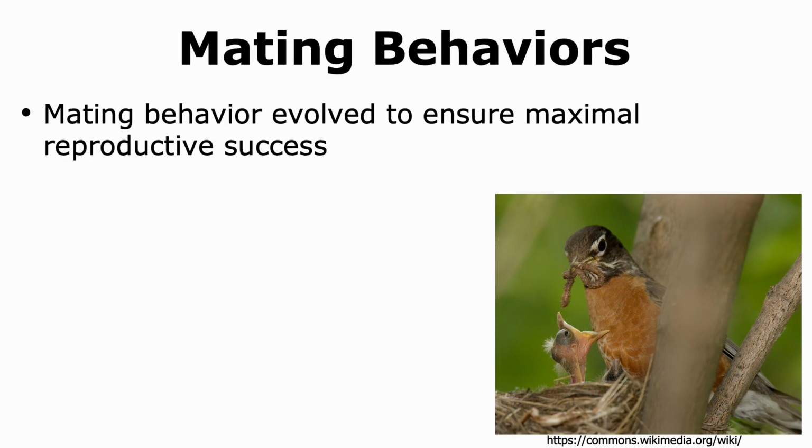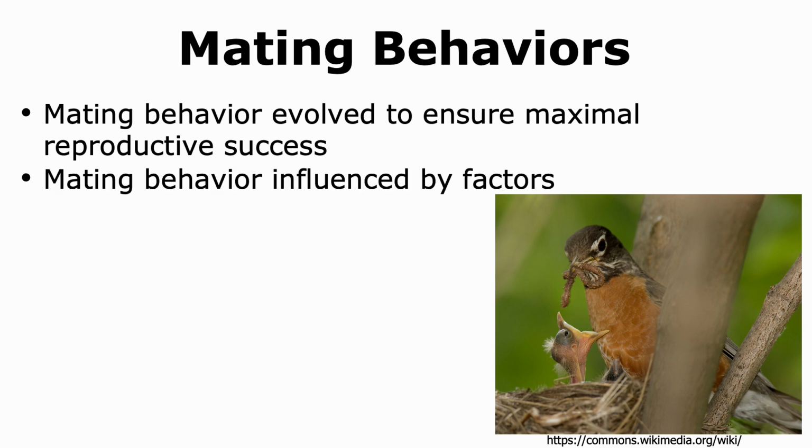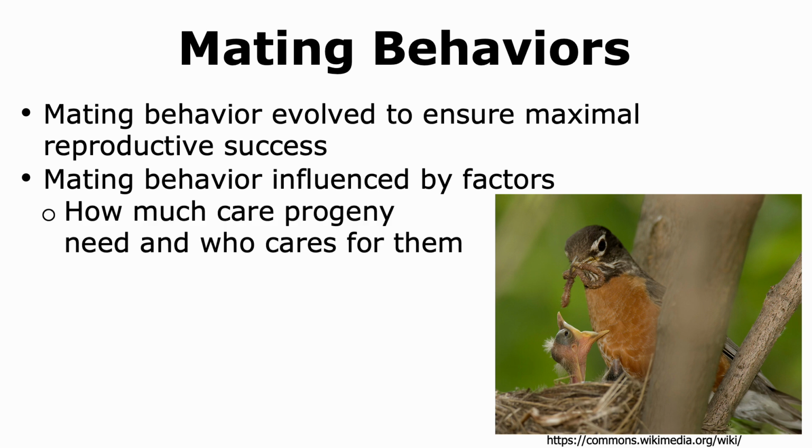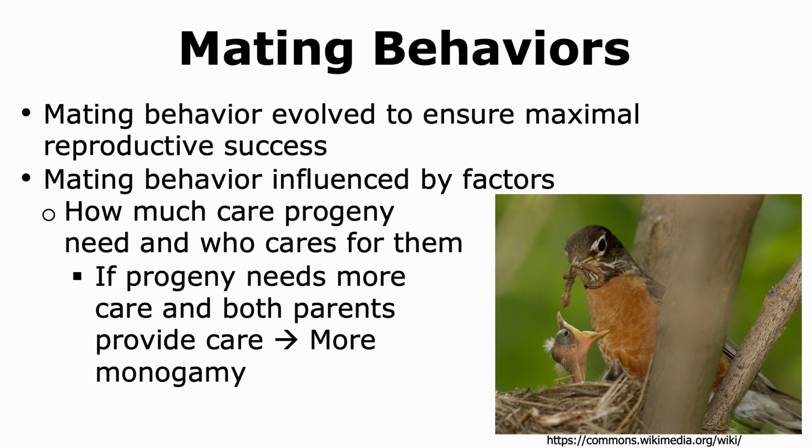It is known that mating behaviors evolved to ensure the maximal reproductive success of the organism. Hence, to explain why some animals are monogamous while others are polygamous and even others are promiscuous, we need to understand what are the factors that influence mating behaviors. One main factor is how much care the progeny needs and who cares for them once they are born. Scientists have found that if the progeny needs more care and both parents, the father and the mother, provide that care, then the animals tend to show more monogamous behavior.